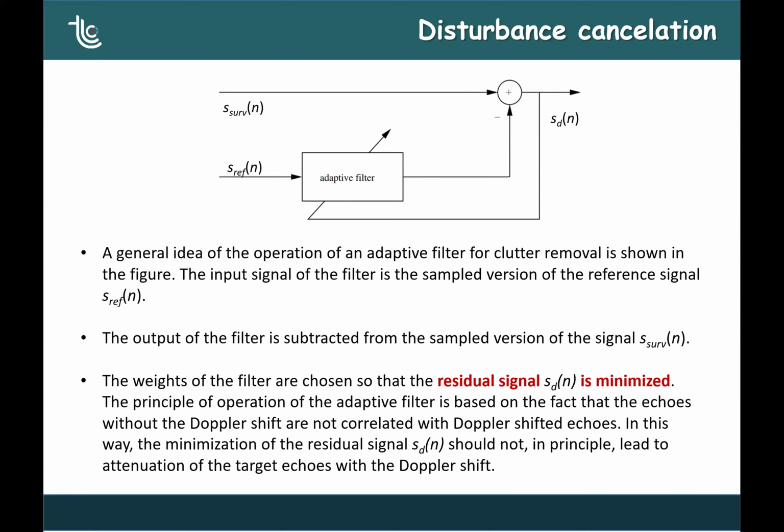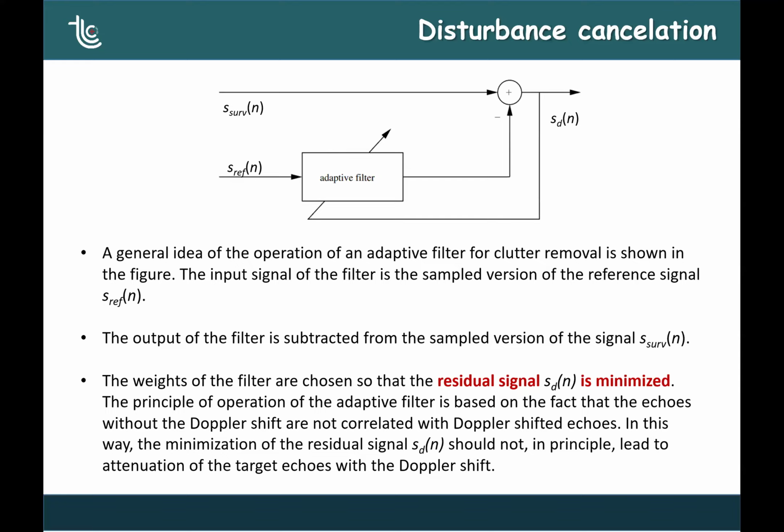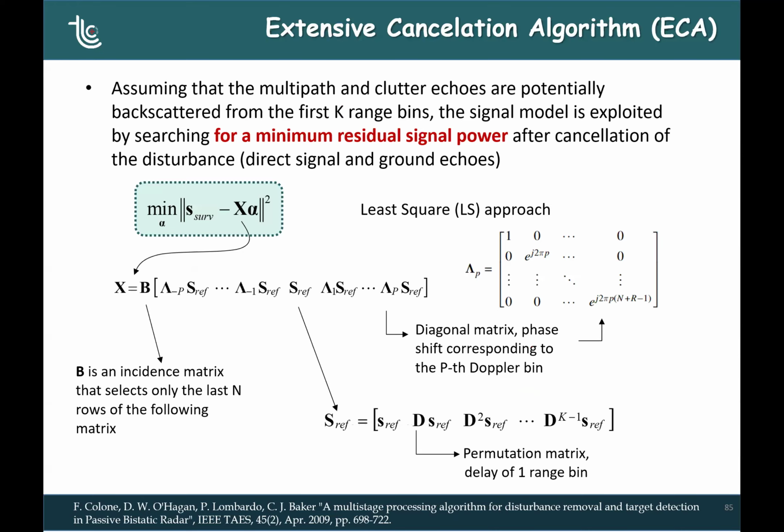X times alpha is a linear combination of multiple copies of the reference signals. You will see they are also shifted in Doppler, only for very small Doppler. And we subtract these copies of the reference signal from the surveillance signal in order to minimize the power of the residual. So we need to find this vector of coefficients alpha, the weights of the adaptive filter. This is called the least squares approach.